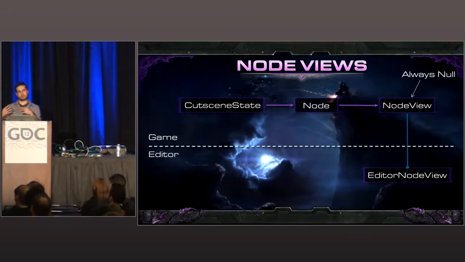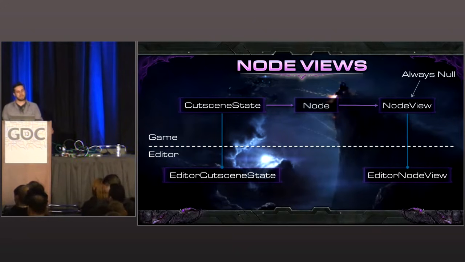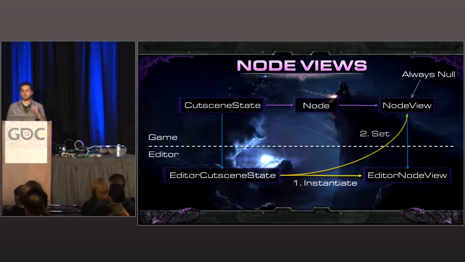But how do you get that editor node view into a node? Well, when the editor is running, every time we want to create a cutscene, instead of creating a cutscene state, we create an editor cutscene state, which derives from cutscene state. That class has exactly one job: to override the create node function. What the create node function does is first pass control back up to the cutscene state to create the node. Then when it returns, it instantiates an editor node view and installs that into the node view pointer. Of course, the game doesn't care, because it is a node view, essentially.